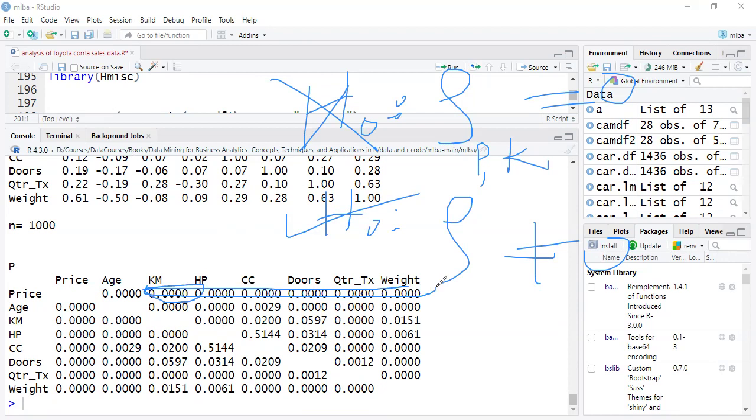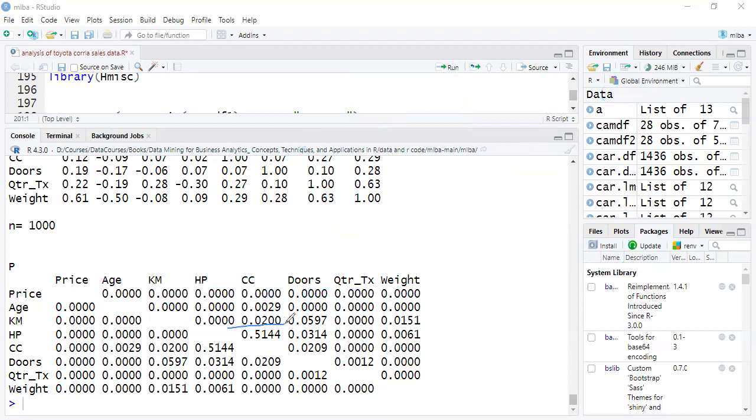Only a few correlations are insignificant. And what are those correlations? This one.